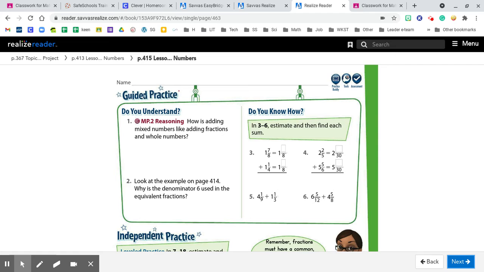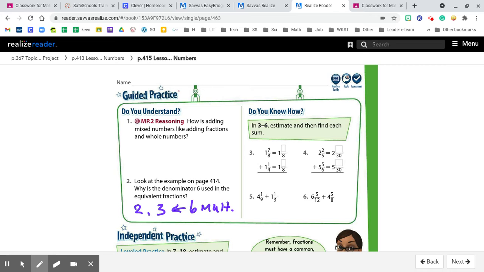Okay. How is adding mixed numbers like adding fractions and whole numbers? How are they the same? You always have to have common denominators when you're adding fractions or mixed numbers. So that's what makes them very similar. And look at the example on page 414. Why is the denominator of 6 used in the equivalent fractions? We use 6 because, remember, our denominators were 2 and 3, and 6 is a multiple of 2 and 3.